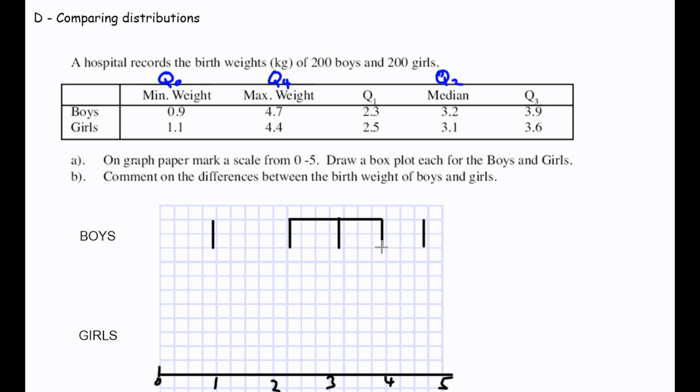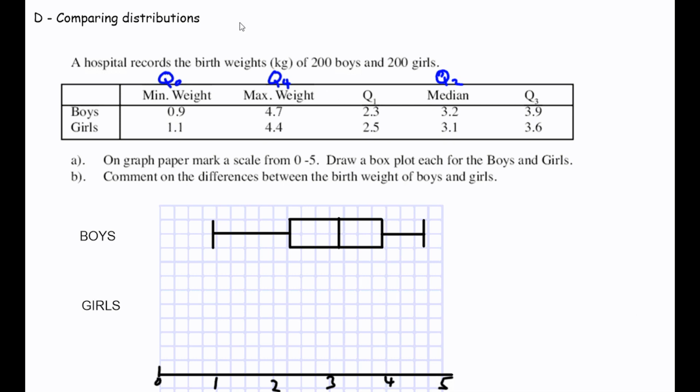So I need a box in the middle. These lines, they used to be called whiskers. And there's my box plot for the boys. I could make some conclusions here already, but actually I'm going to wait until I've produced the one for the girls so I can make some good comparisons between them.